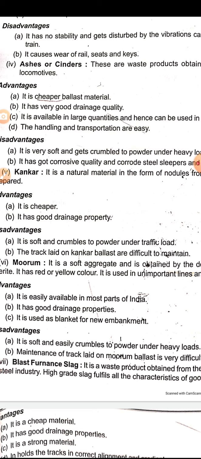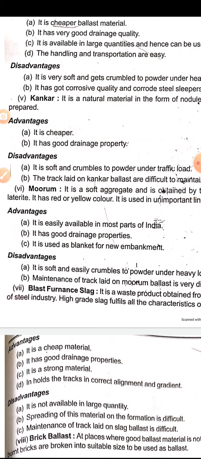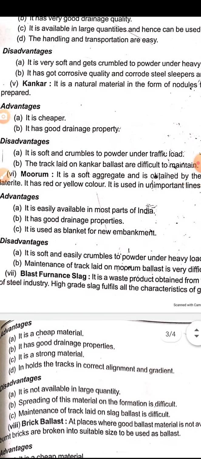Next, kankar. Kankar we have seen anywhere in our living area. It is a natural material in the form of nodules from which lime is prepared. It also has advantages and disadvantages. Advantage: it is cheaper. It has good drainage property. Disadvantage: it is soft and crumbles to powder under traffic load.